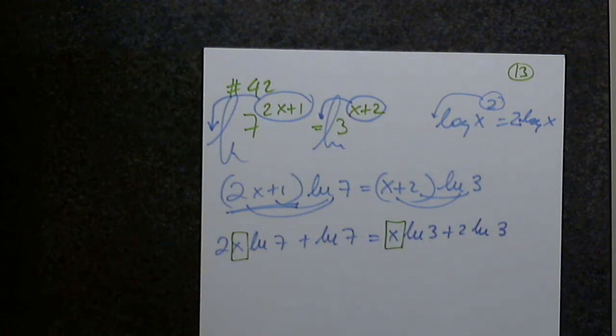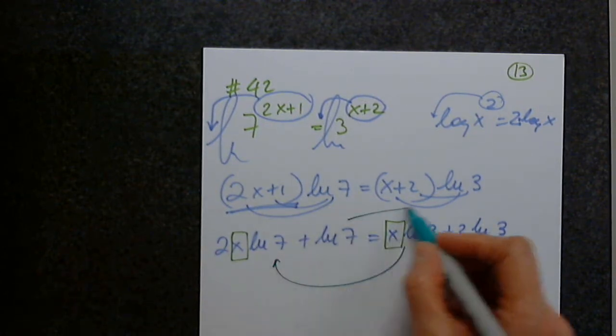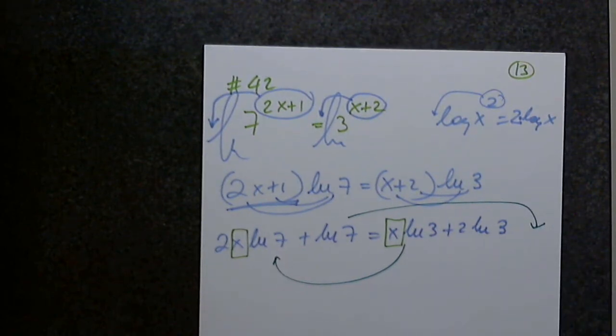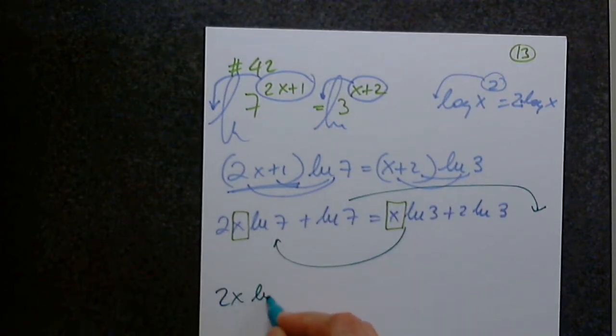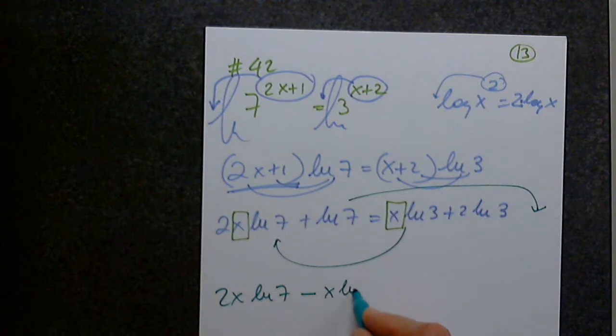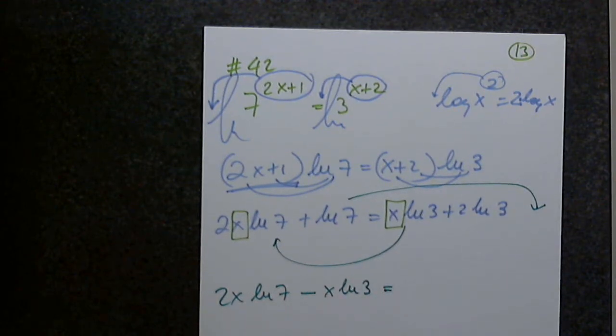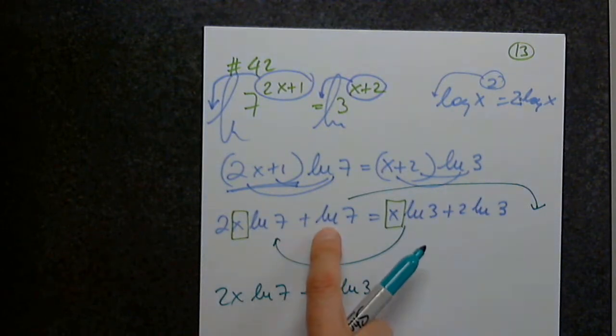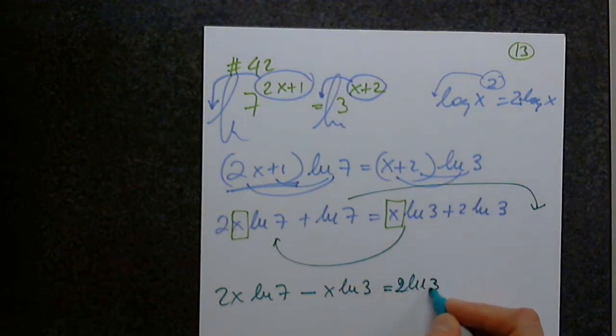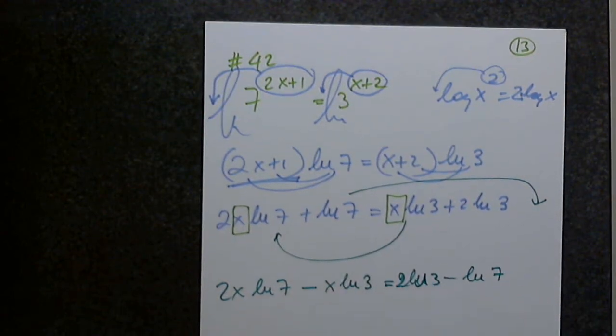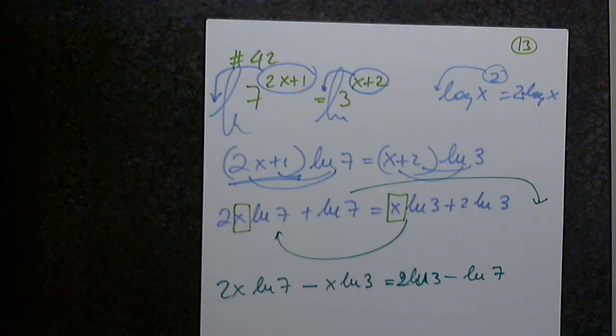And x is found in two different terms. Therefore, this term moves here and this term moves here to the other side. I have to separate them. Now it's a linear equation. So 2x natural log 7 minus x natural log 3. Do you agree so far? I moved this term to the other side, it changes its sign. I move this term to the other side, 2 natural log 3, minus natural log 7. I have to separate the terms that have x from terms that don't have x. This is always the case.